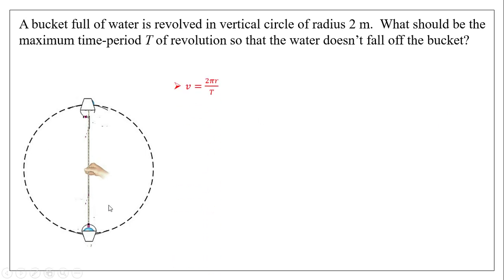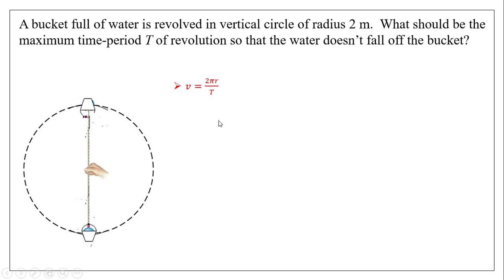So here's the diagram. There's a hand swinging a bucket of water in a vertical circle as stated. And it wants us to find the maximum period so it doesn't fall off. So the first function I want to start with is the speed function for an object being rotated in a circle at, in this case, hopefully a constant rate. It doesn't say so, but we can figure it out. So here v is equal to 2 pi r divided by capital T. Once again, capital T represents the time period. 2 pi r represents the circumference of the circle.